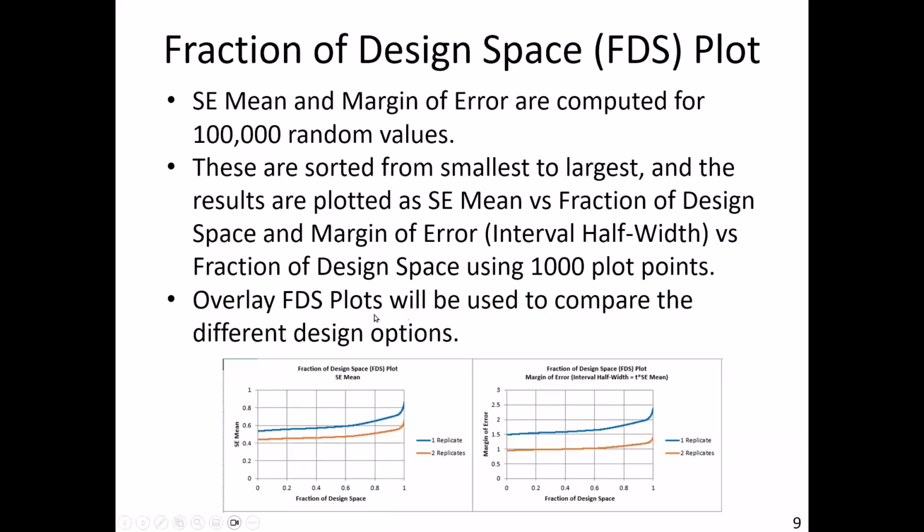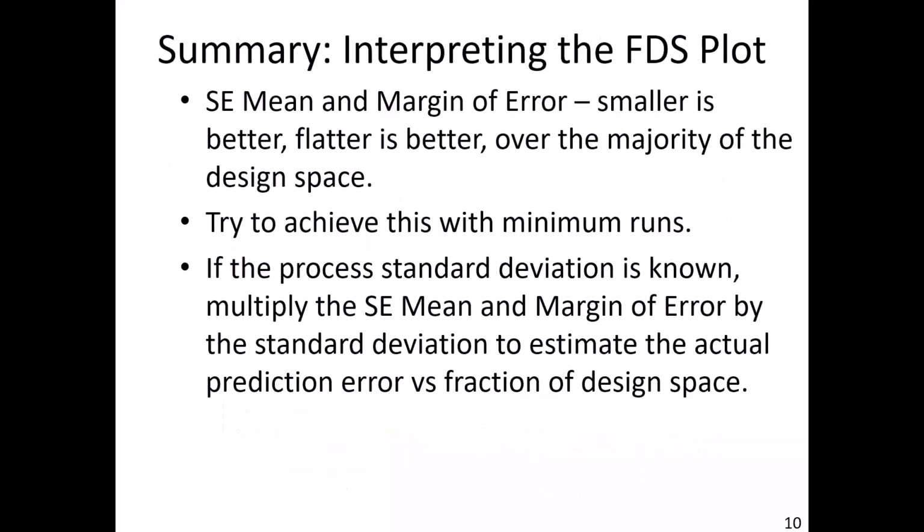Then we can do overlay FDS plots. After we've created multiple FDS plots, you can use overlay. And here we see the 1 replicate versus a 2 replicate. This is the cake bake example that we'll be using. So right away you can see that for a single replicate, you have much higher standard error of the mean and much higher margin of error interval half width. So you really get a lot from that second replicate. Again, we'll come back to that with the actual cake bake example.